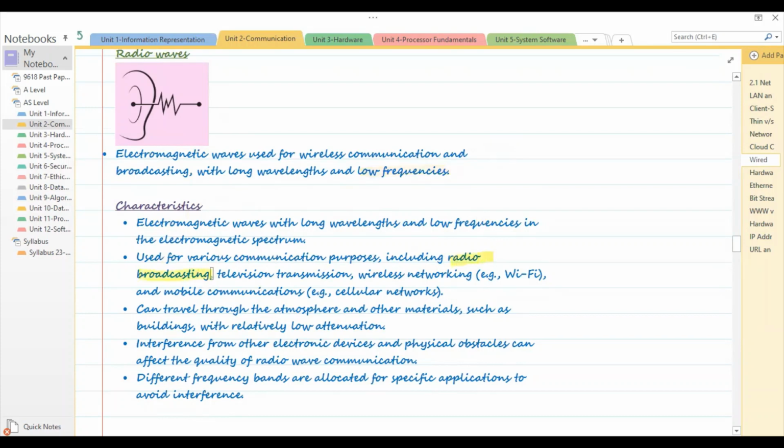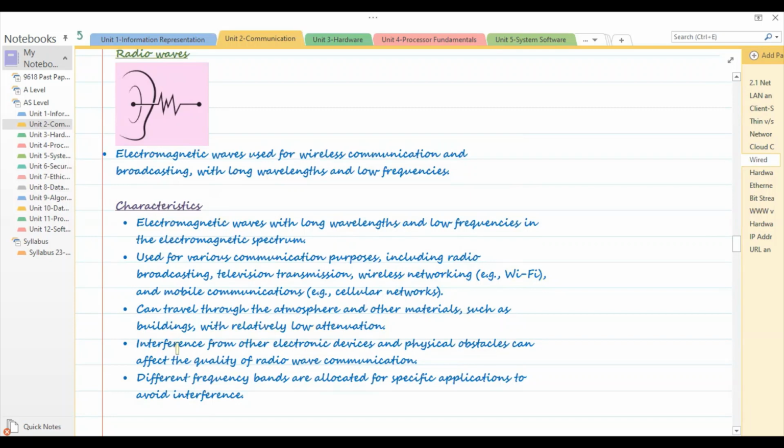So you must have seen different frequencies of radio channels, right? Radio broadcasting is one application area. Television transmission, wireless networking, right? You all are using Wi-Fi. That is also an application area of radio waves. Radio waves can travel through the atmosphere and other materials such as buildings with relatively low attenuation.